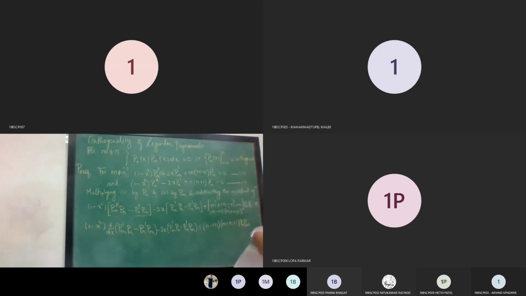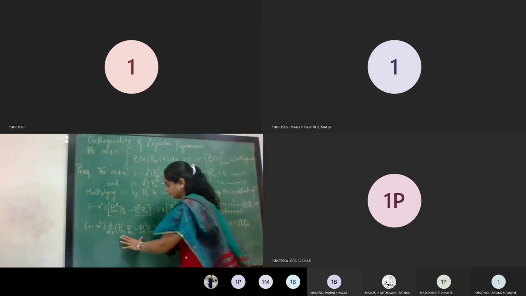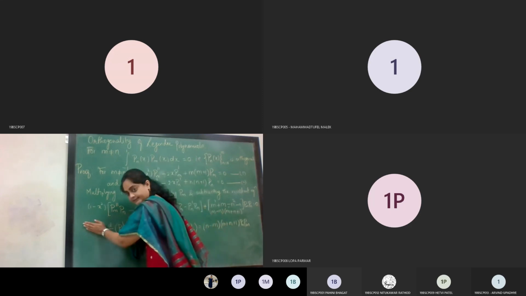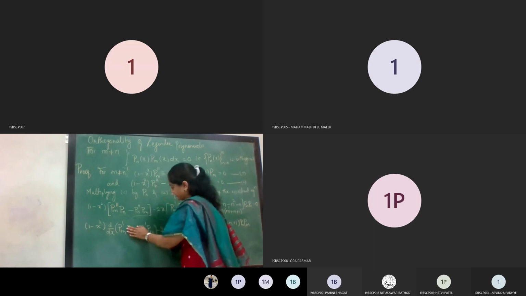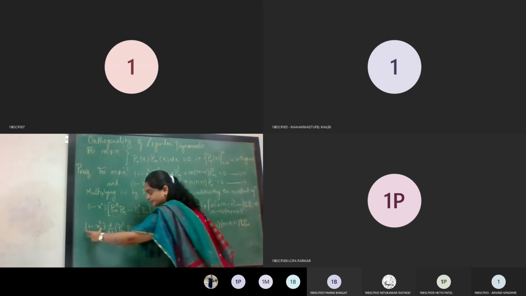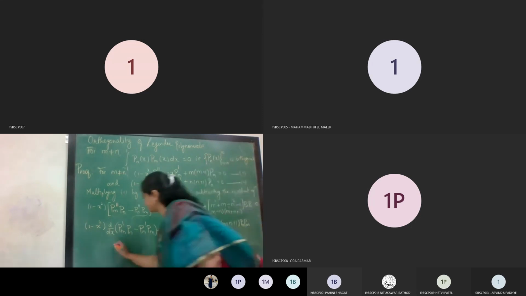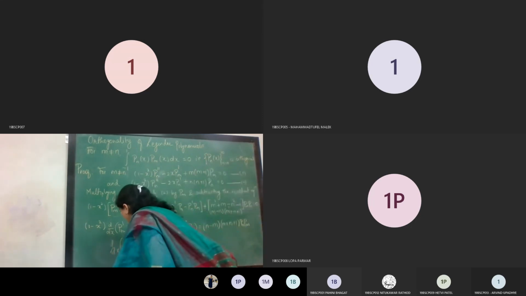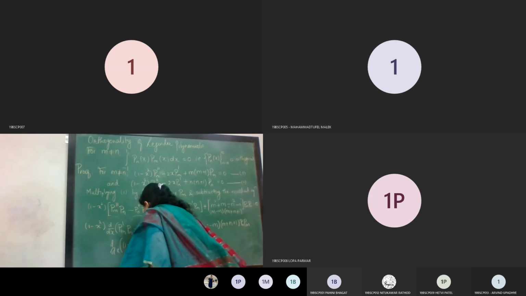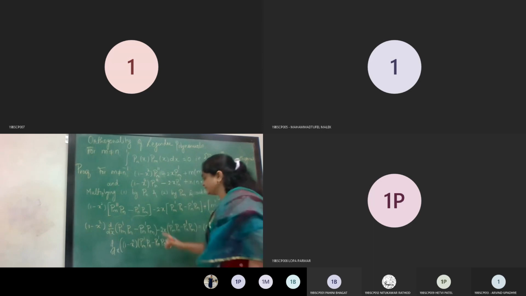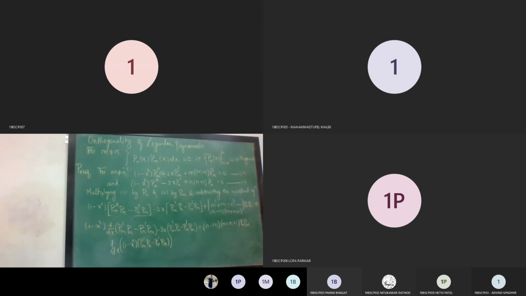Now you can see this is the term and this is the term. First we have kept this term as it is, into the derivative of this, plus the derivative of this, and the term as it is. This is the multiplication rule of d by dx of 1 minus x squared into Pn dash Pm minus Pm dash Pn. Can I write these two terms as this one?